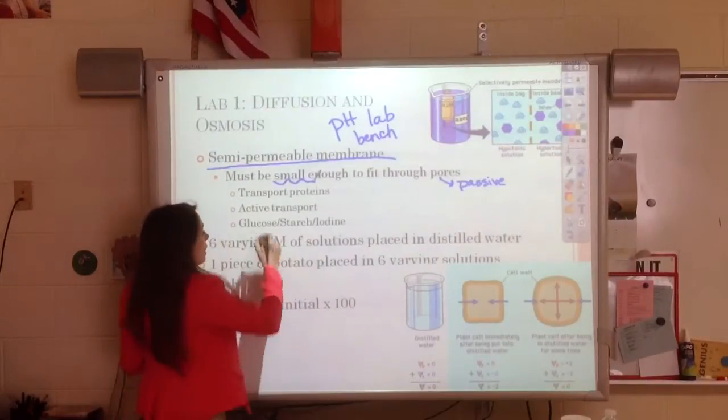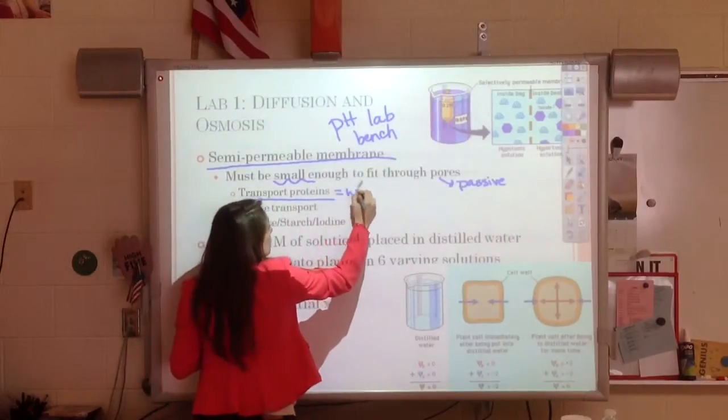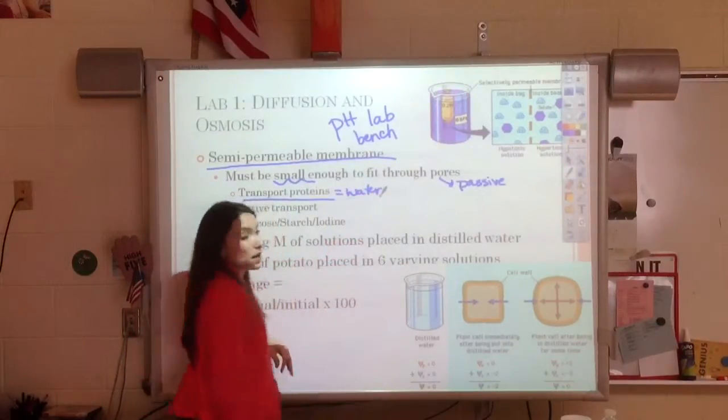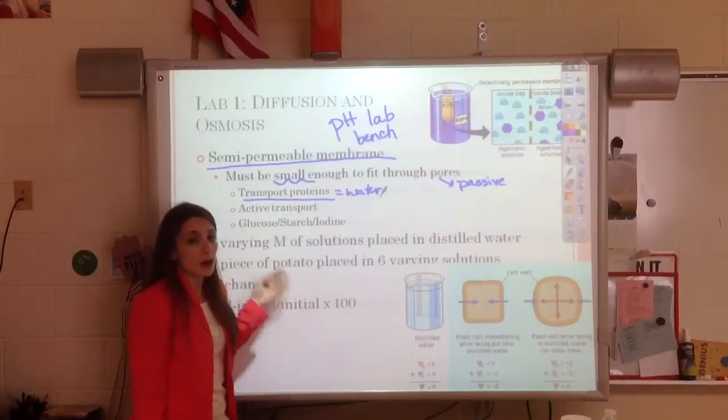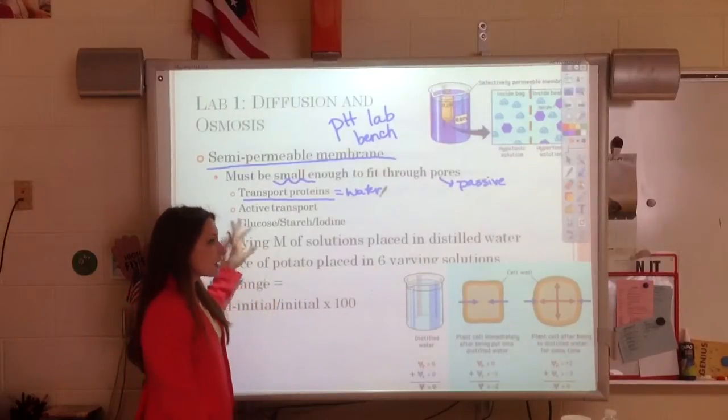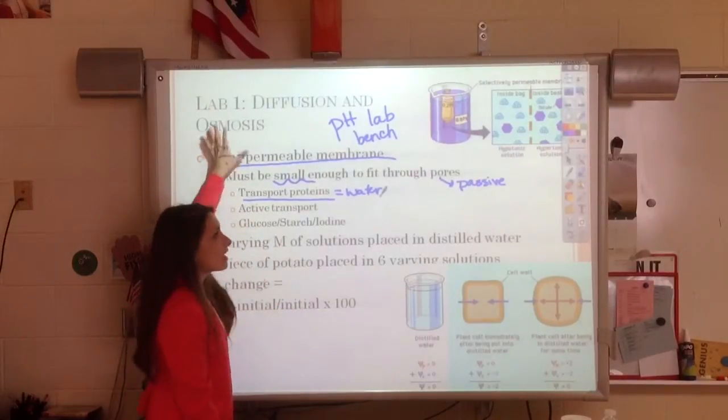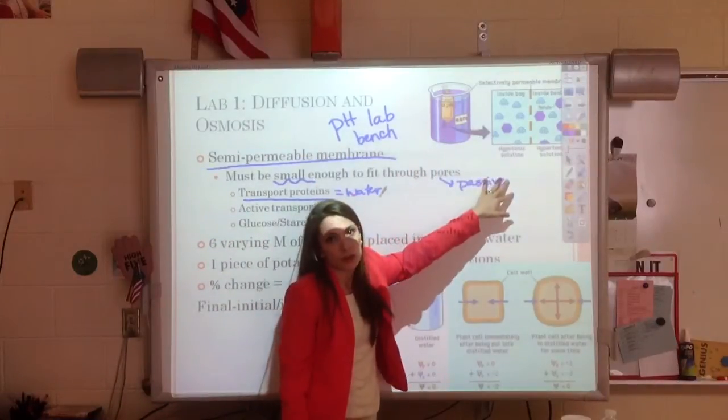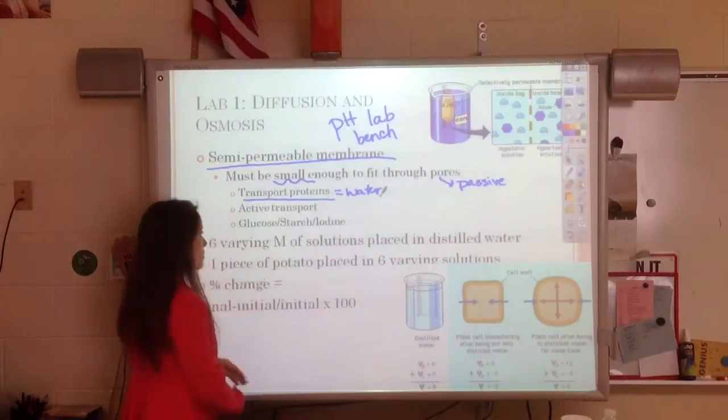We do usually have transport proteins, mostly for water. So don't worry about writing everything down. I'll post this if you want. But the key is that you can look at any example of osmosis or diffusion and predict what will happen.